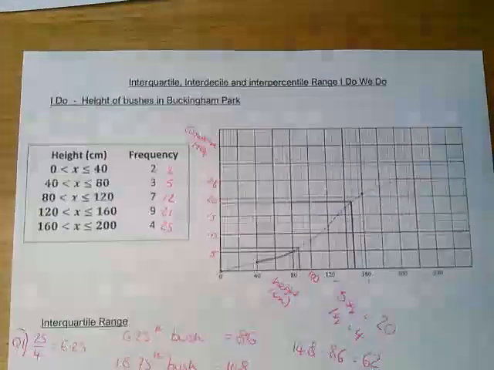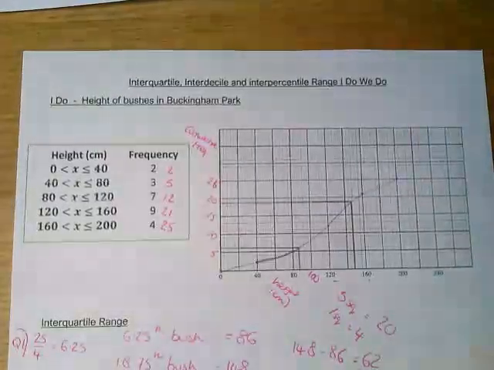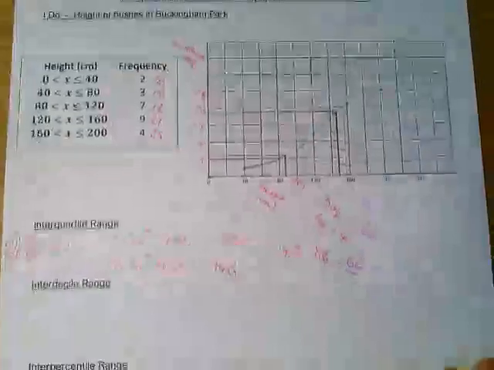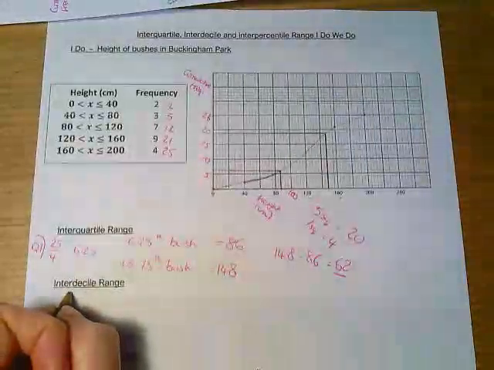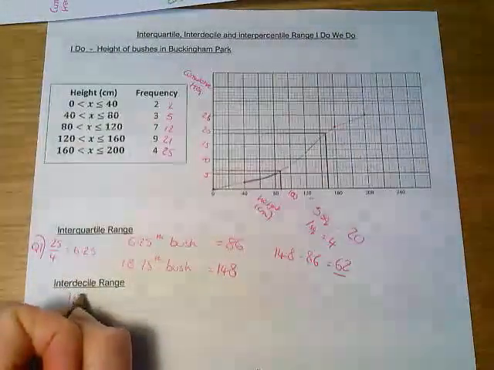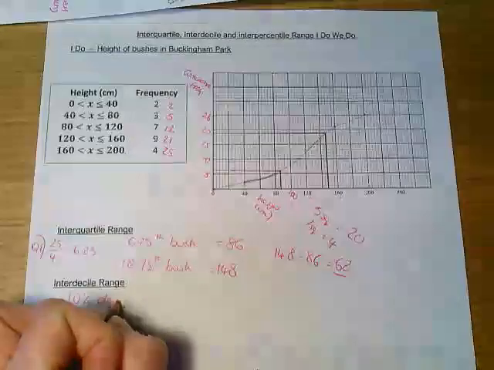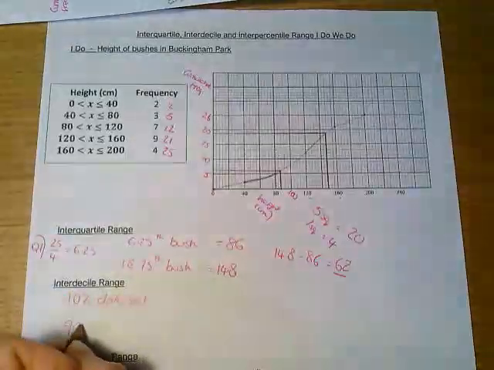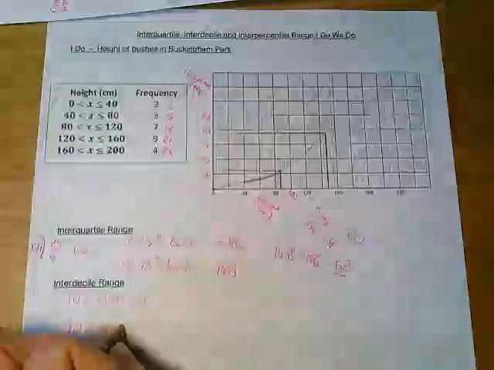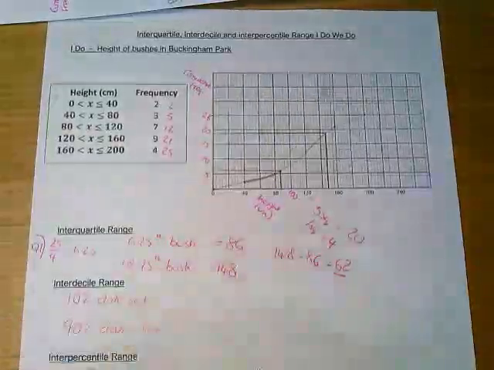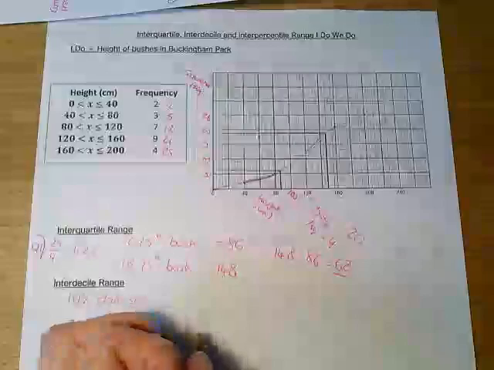Now, once you can do that, you can do interdecile very, very easily. I just need to tell you what it means. Okay, interdecile range always means the same thing. It never changes. It means between the 10th percentile, so 10% of the data set, and 90% of the data set. So we would want to think about what's 10% of 25 bushes.